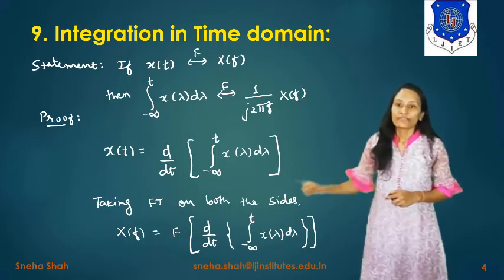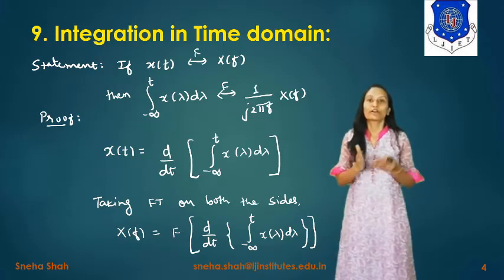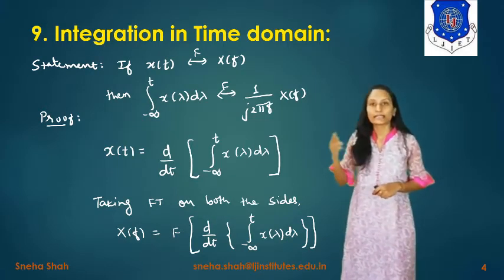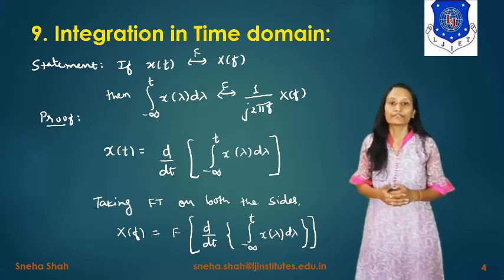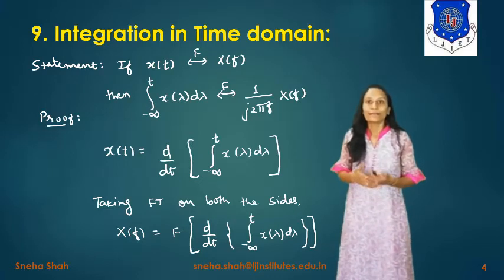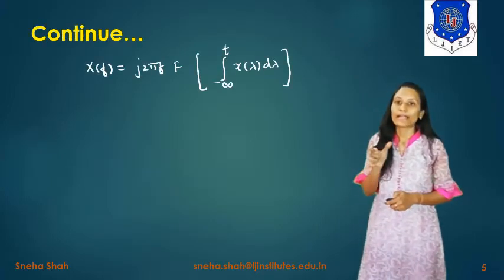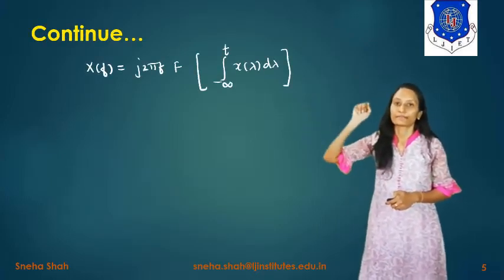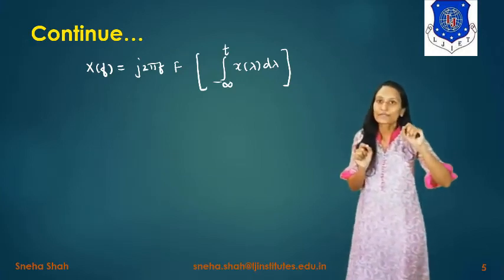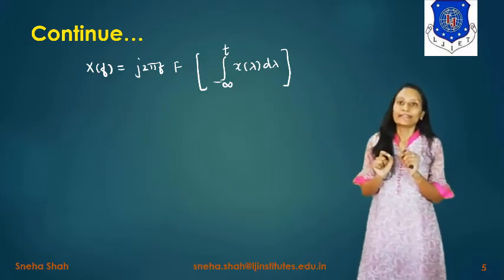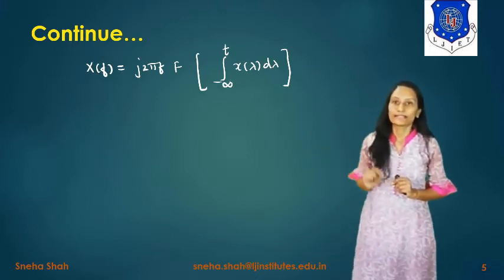Now, if we consider the Fourier transform of d by dt, what is the meaning of this? It is the Fourier transform of differentiation. As we have seen in the last property, if we take the differentiation and find the Fourier transform, it will be multiplied by the j 2 pi f factor, right? So it will be represented as j 2 pi f into the Fourier transform of this term. So we have applied the Fourier transform to both terms. The first one is differentiation, so it will give you the term j 2 pi f, and we have also applied the Fourier transform to the second term, so it will give you this term, right?